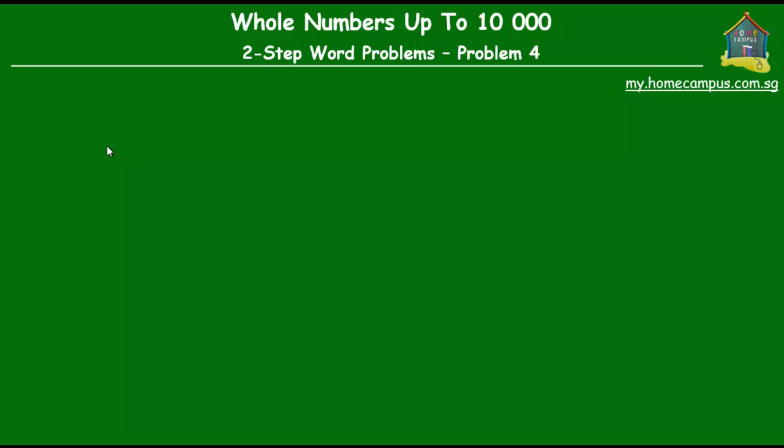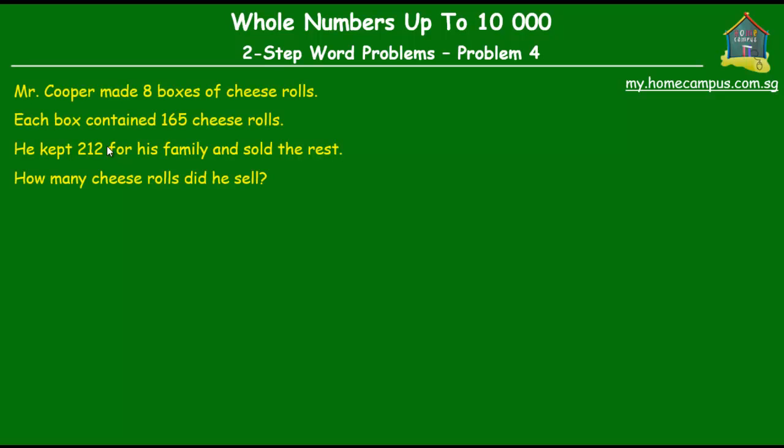my.homecampus.com.sg. Let's solve this two-step word problem on whole numbers. The question is, Mr. Cooper made 8 boxes of cheese rolls. Each box contained 165 cheese rolls. He kept 212 for his family and sold the rest. How many cheese rolls did he sell?